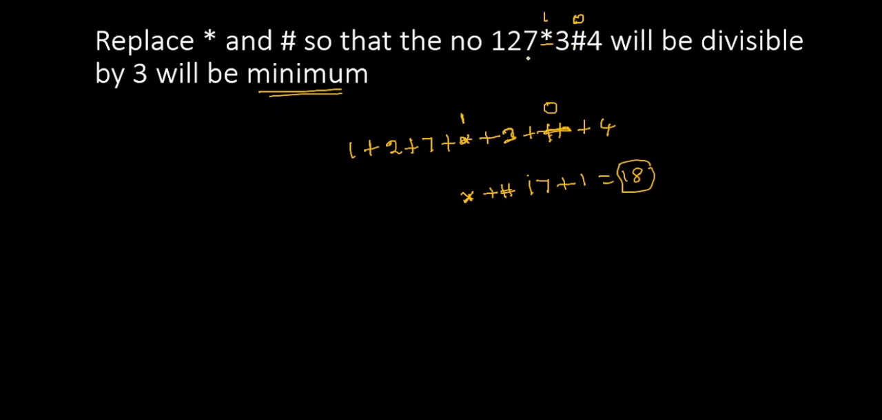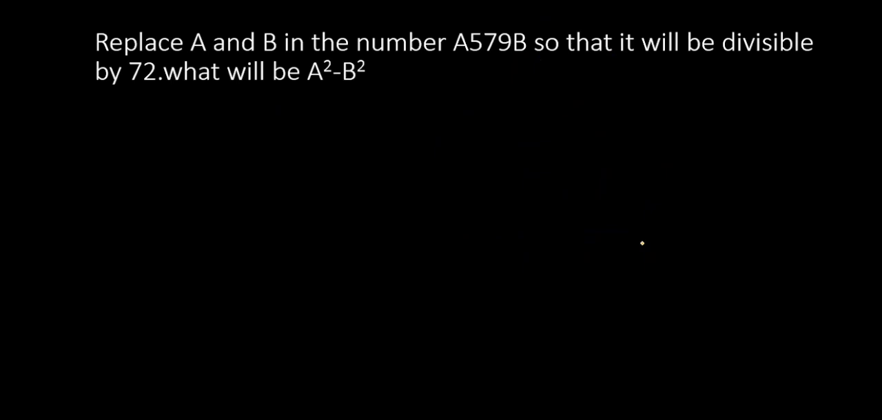So, what I have to do is replace the star by 0 and hash by 1. So, the answer will be 1270314. Now, the summation of this number: 127 will be 10, 10 plus 3 is 13, 13 plus 1 is 14, 14 plus 4 is equal to 18. So, 18 is divisible by 3. So, obviously, this number is divisible by 3. So, the number is 1270314.